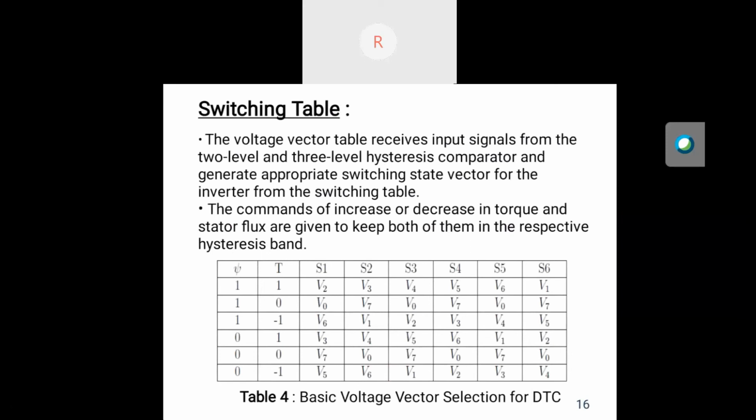Tell me, Bhagyasri, something about row 3. Okay, sir. Here flux status is 1 and torque status is -1. That means flux should be increased and torque should be decreased. So here, in sector 1 we will select voltage vector V6, and in sector 2, V1. In this way, in sector 3, V2, in sector 4, V3, that's the way, sir.